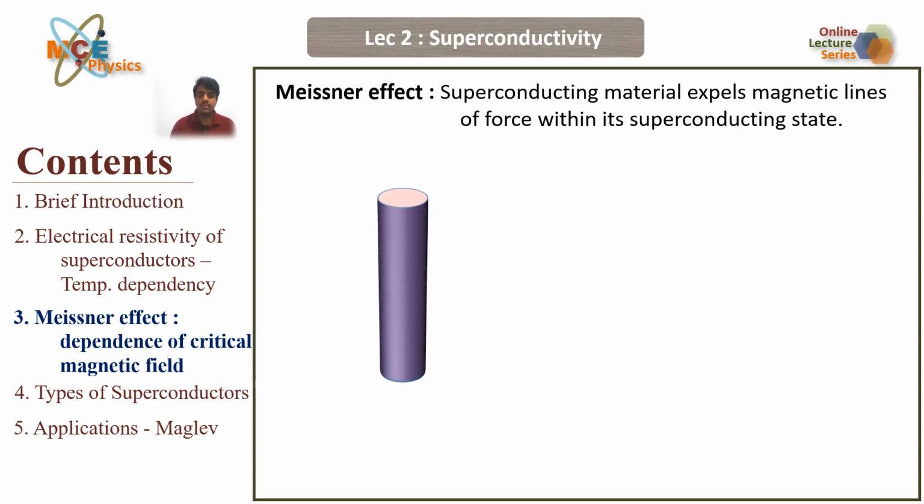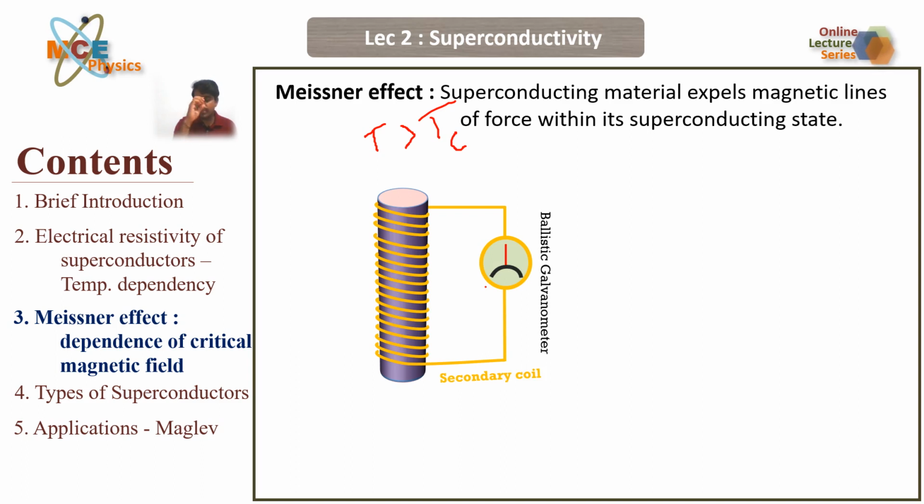Let us consider this as a solid cylinder. This is a superconducting solid cylinder, and the temperature is kept just above its critical temperature, that is Tc. This solid cylinder is wrapped around with primary and secondary coils. The secondary coil is connected to a ballistic galvanometer and the primary coil is connected to a battery, and there is a plug key in here.